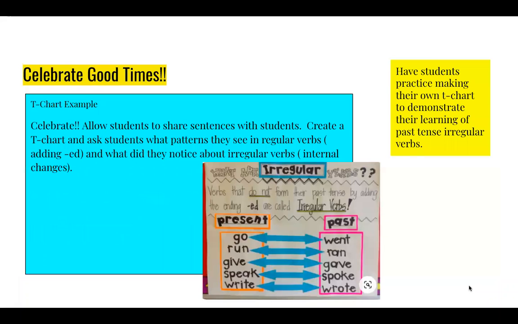At the end of this practice, you can celebrate. Allow students to share their sentences and create a T-chart and ask students what patterns they see in regular verbs and what did they notice about irregular verbs. Have students practice making their own T-chart to demonstrate their learning of past tense irregular verbs.